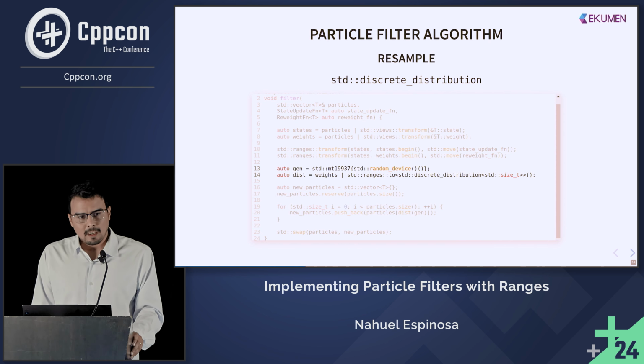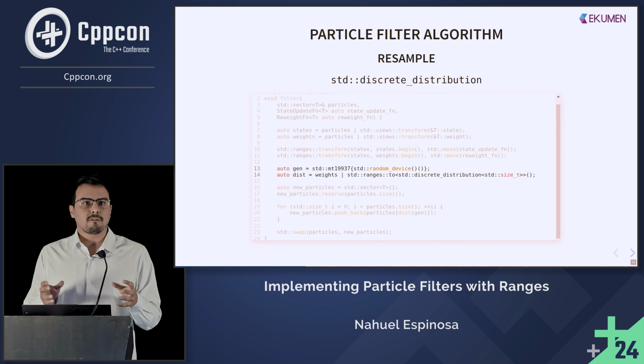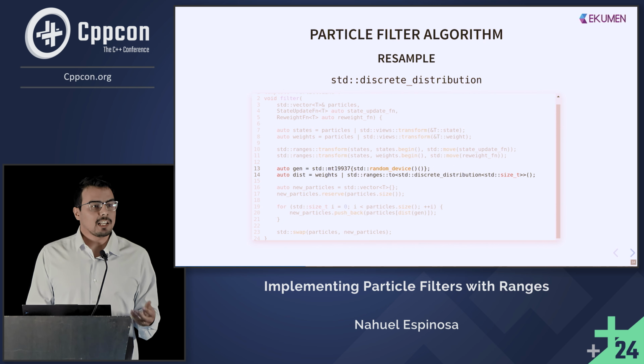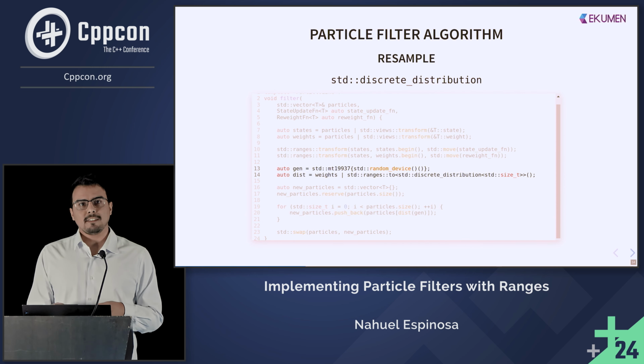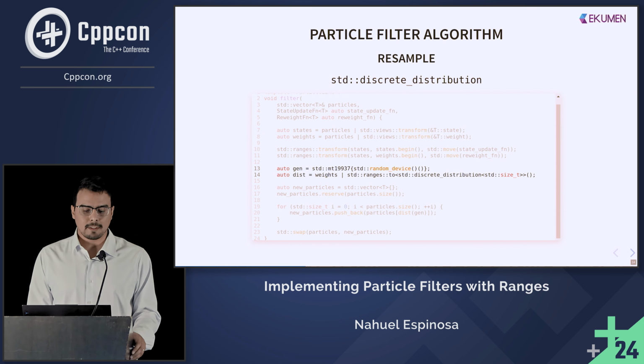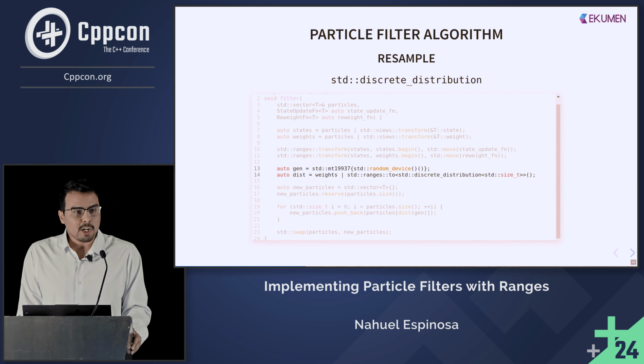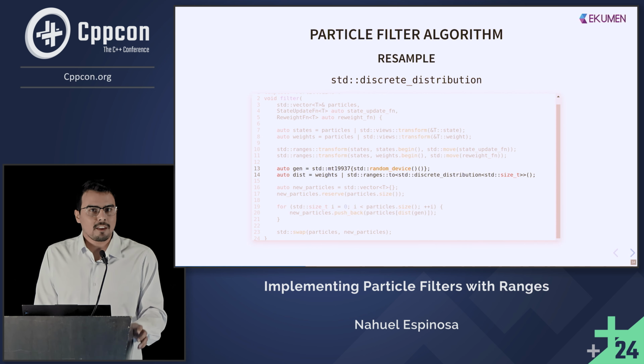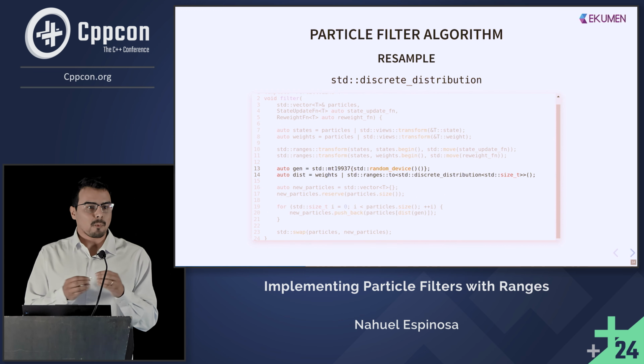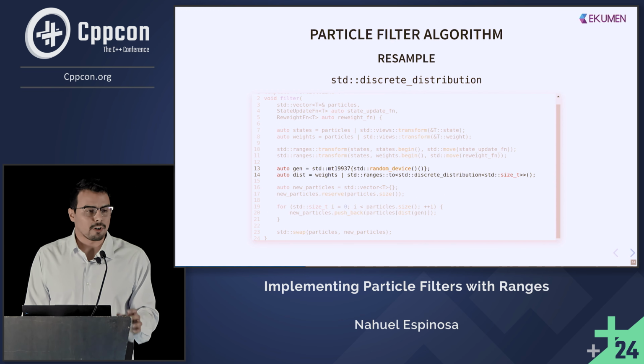So in the resampling step, remember that we need to keep particles with high weights and eliminate particles with lower weights. One way to do that is by using our particle set as a discrete distribution and sample from it using the weights as a probability. The standard library provides a class that does exactly that. That is discrete_distribution. And here we're using it, but it cannot be constructed with a range. It doesn't have a constructor that takes a range. So we can use the std::ranges::to adapter to materialize our weights into this discrete_distribution instance.